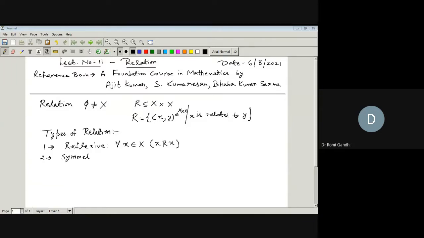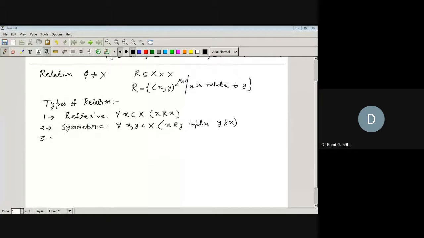The second one was symmetric. If we take any two elements in our set X, and if x is related with y implies y is related with x also, then we say that the relation is symmetric.